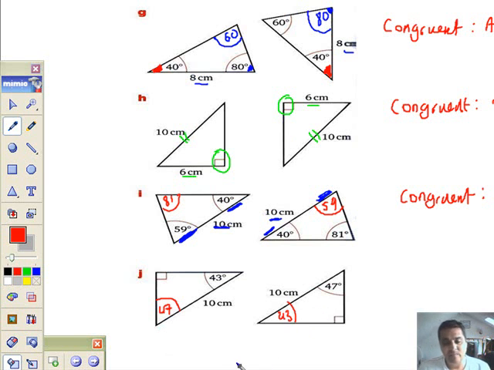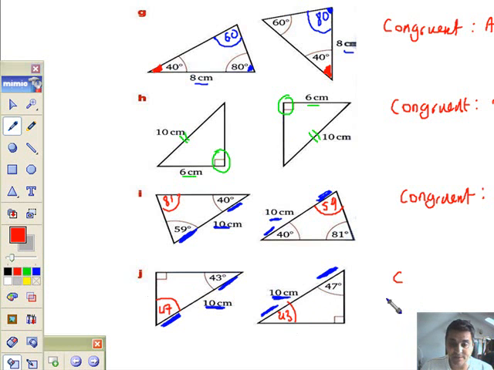Now let's just study this again. Do I have an RHS rule? No, because I don't have a corresponding side other than the H, the hypotenuse. But look very, very carefully. I have got 47 degrees, 10 centimeter line, 43 degrees. One more time, 47 degrees, 10 centimeter line, 43 degrees. So I've actually got an angle, side, angle. 47, 10, 43. Here it is again. Angle, side, angle. 47, 10, 43. Therefore, these triangles are definitely congruent, but it's not the obvious RHS rule.